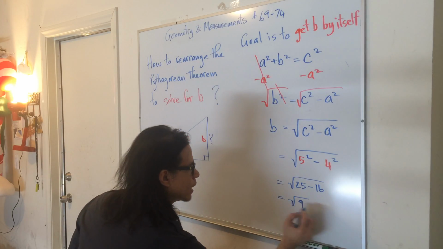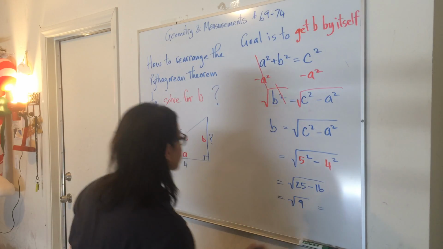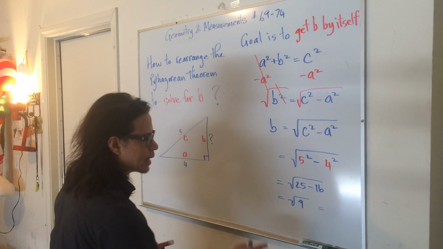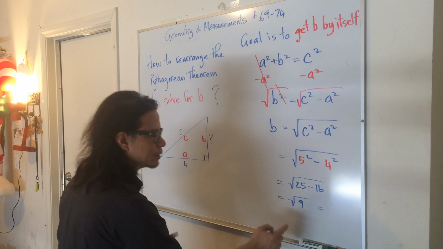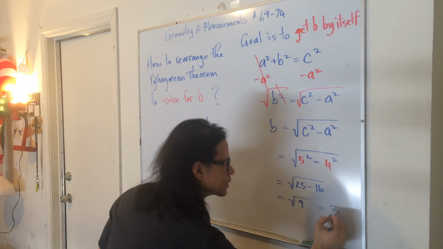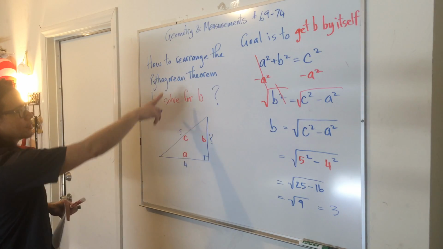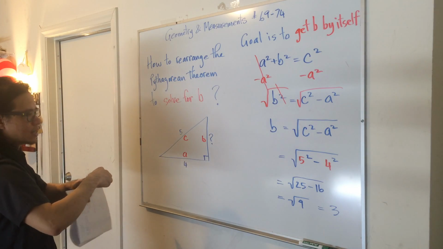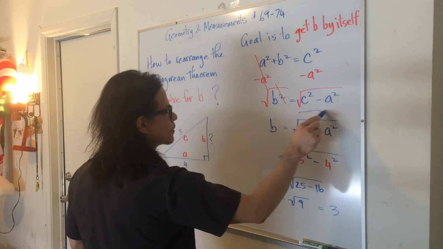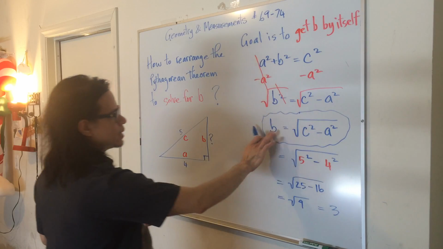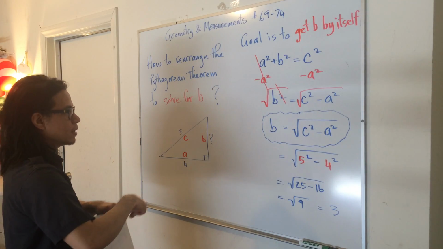Okay. So now the square root of 9 is what number times itself will give you 9? When you say 3, you are correct. Actually, the question only asks us to rearrange this, right? So ultimately, you can just say, we rearrange to solve for b. That would be our answer there.